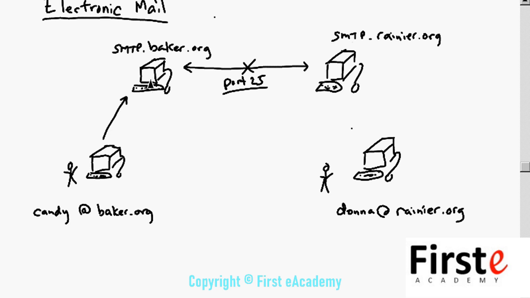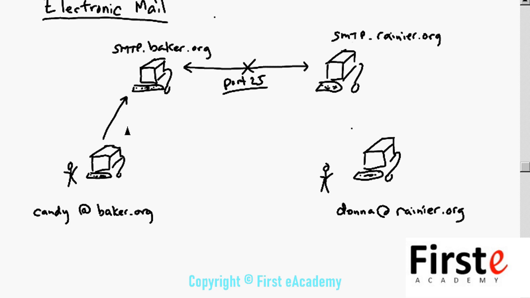Depending on how it's configured, it could do any number of things. It could just completely discard it and go on about its business. More typically, it composes an email message of its own to Candy and says, hey, this user Donna B at Rainier.org doesn't exist, blah, blah, blah. So that's one possibility.